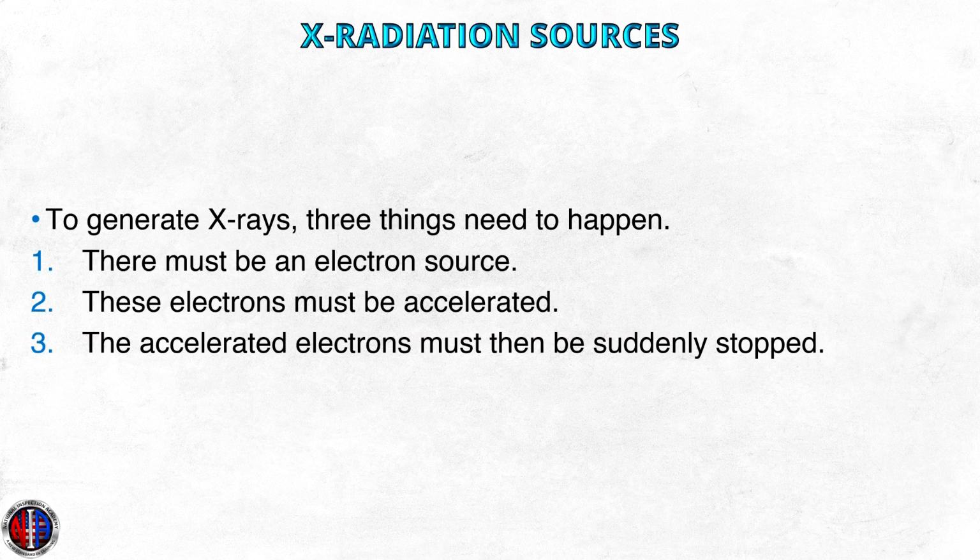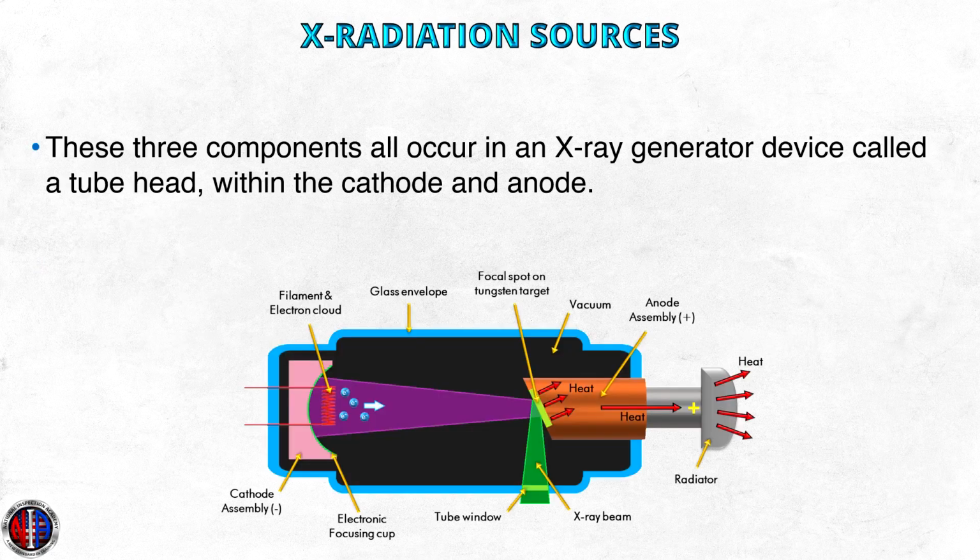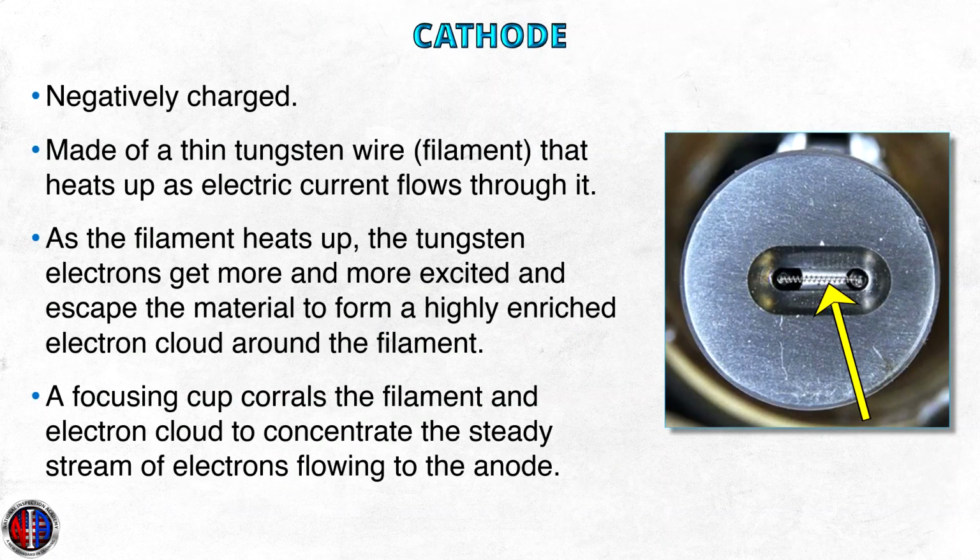To generate X-rays, 3 things need to happen. There must be an electron source. These electrons must be accelerated, and the accelerated electrons must then be suddenly stopped. These three components all occur in an X-ray generator device called a tube head within the cathode and anode. The cathode. The negatively charged cathode is made up of thin tungsten wire, also called a filament, that heats up as electrical current flows through it.